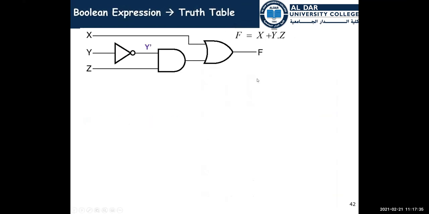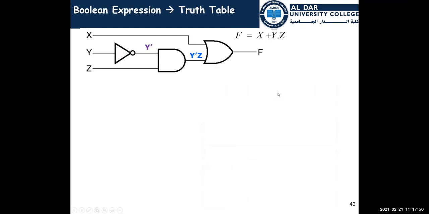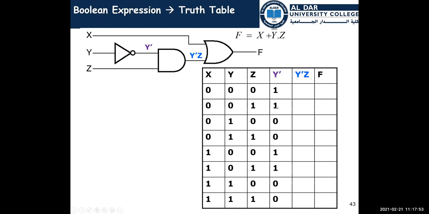For example, here y and y dash, okay. Here y dash and y dash z. How to calculate y dash is just the inversion of y. So this is 0, this is going to be 1. And this is 0, it is going to be 1, the inversion of y. And y dash z is taking the AND logic between z and y dash. This is represented as 0, this as 1, this as 0, and so on. And the final one is x or y dash z, which is the OR gate between these two components. The OR gate output here is 1.